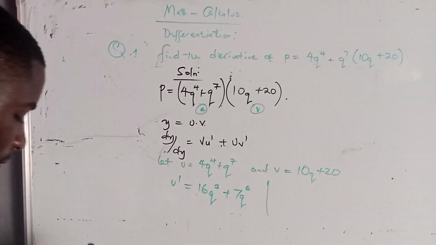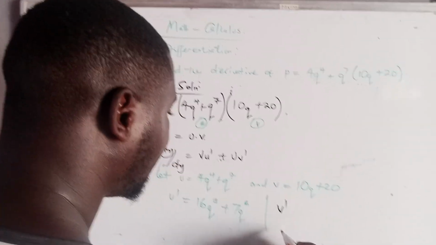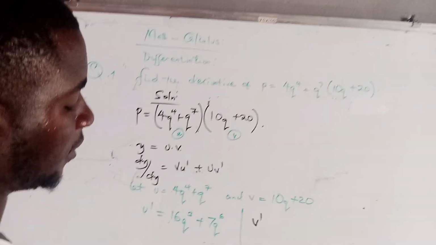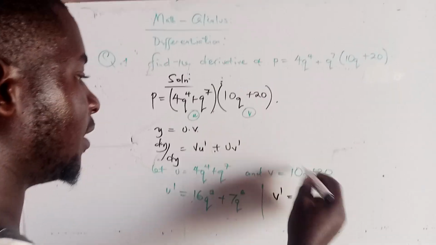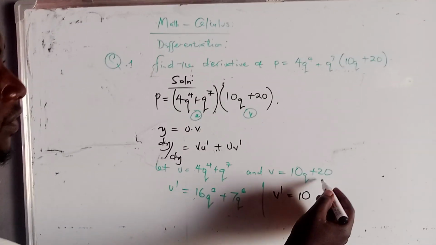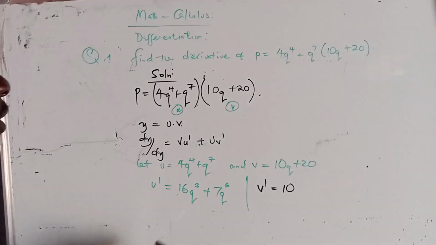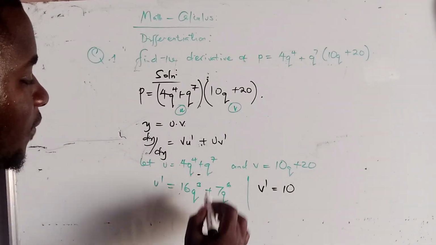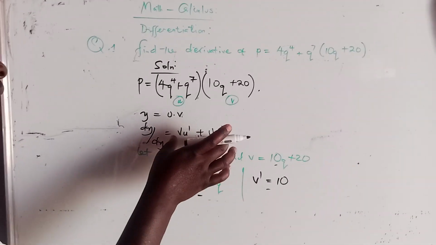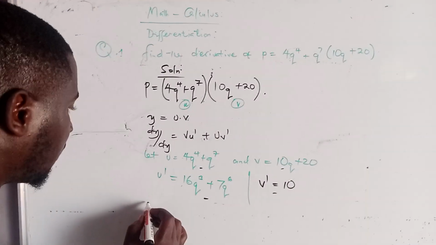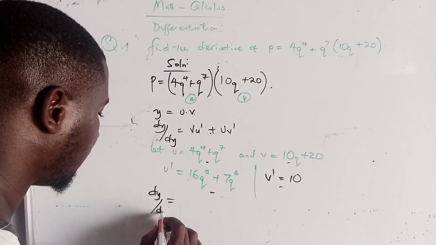Let's also differentiate the other part, v prime. v prime is going to give us just 10, because the derivative of 10q is 10 and the derivative of a constant is 0. Then you have to substitute these four entities into the formula. So what we're going to get is dy/dx.